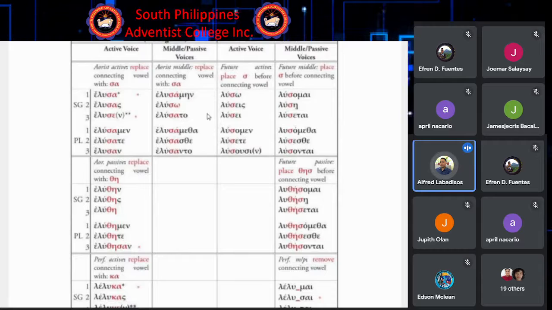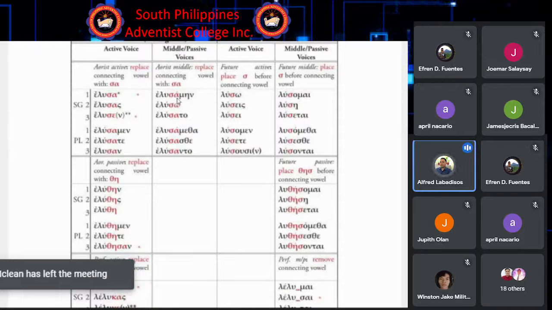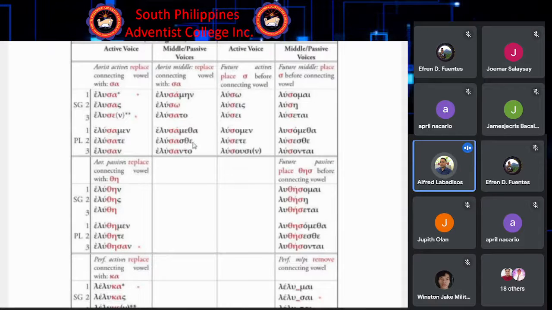For the aorist, look at here, we have the augment. Then for the aorist active, the tense identifier is sa. Sa, sas, se, samen, sate, san. Okay, it's very simple. Then you have the augment, then the endings: sa, sas, se, samen, sate, san. Then for the aorist middle, the tense identifier is still sa: samen, so, sato, sametha, sasthe, santo. And for the passive it is the. Future passive is thesē, while aorist passive is only the. So we have then, thes, the, themen, thete, thesan.